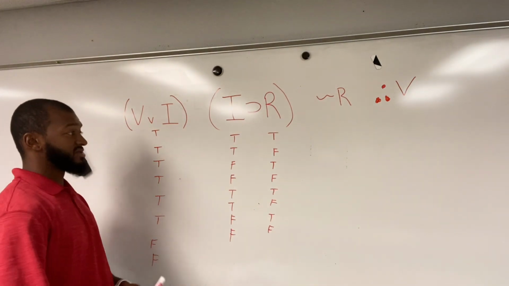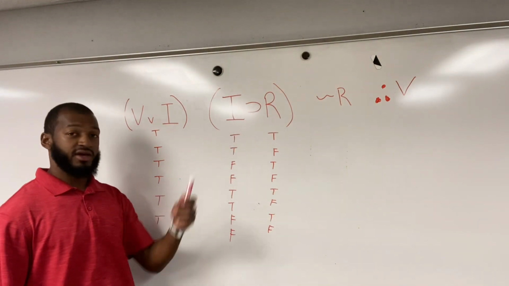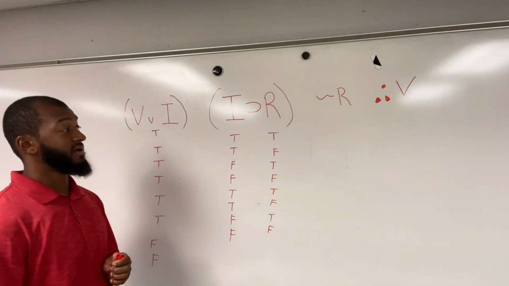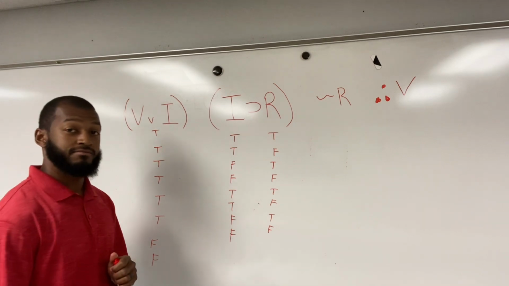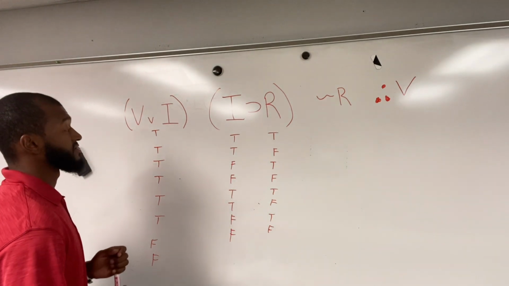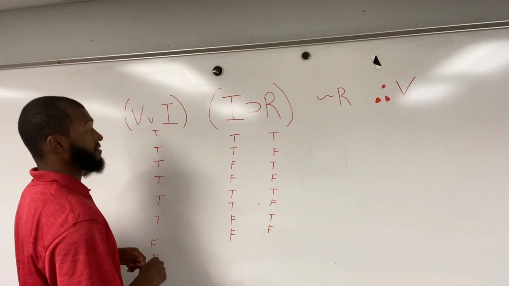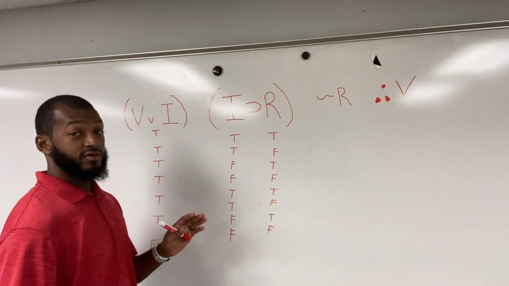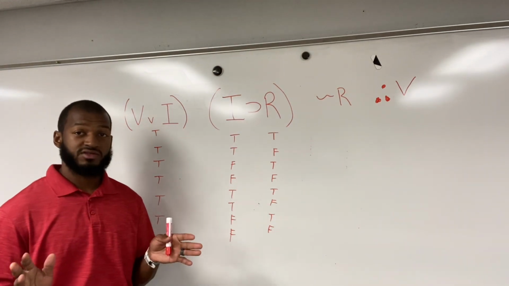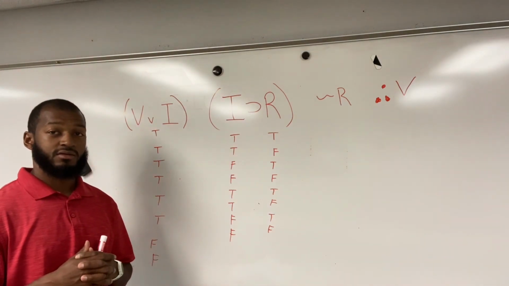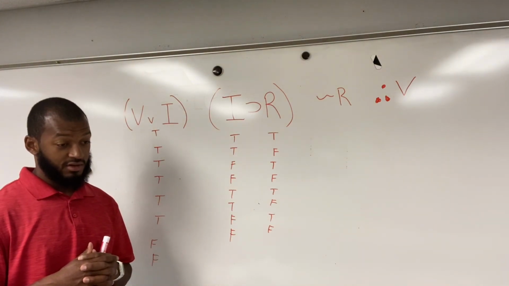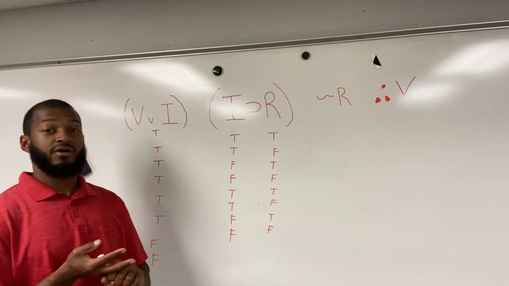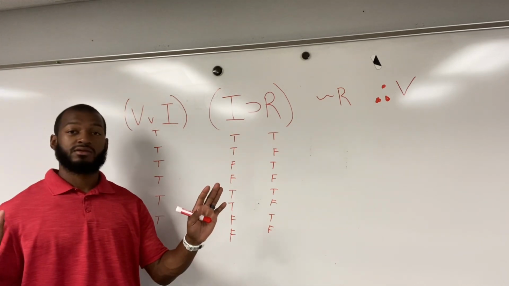Bam. What's this logical operator? It's a conditional. In order for the conditional to be false, I want to see what? I need to see the antecedent to be true and the consequent to be false. Everything else is true.